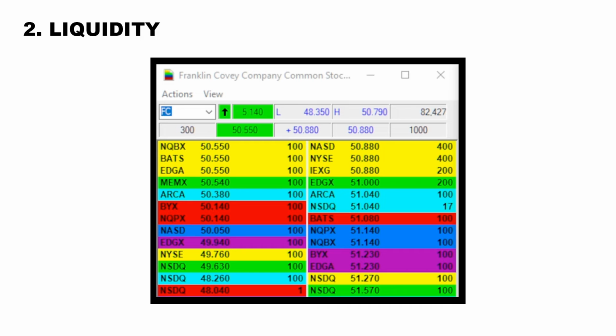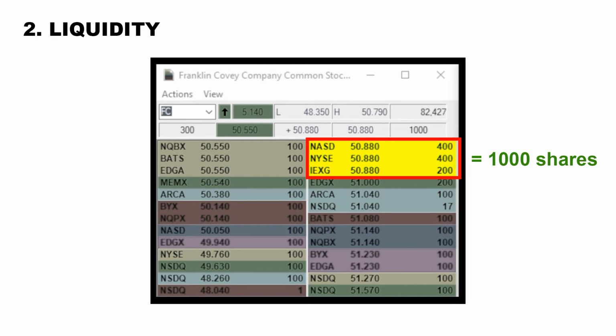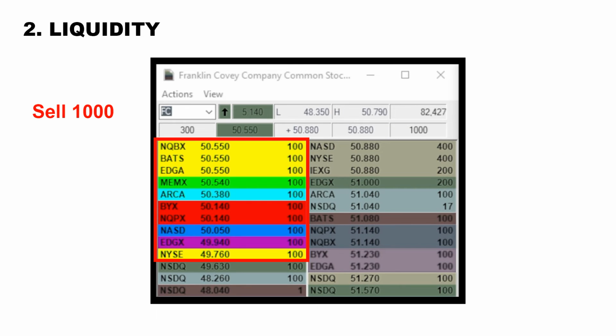So if we go back to the spready example, let's say we scoop up these 400 shares coming from NASD, 400 from NYSE, and 200 from IXG, giving us that 1,000 shares at $50.88. But now if we throw out a market order to sell it, we can see there's only a total of 300 at $50.55, meaning we're going to take even more slippage on the remaining 700 shares of the 1,000 we're trying to sell. So 100 would be filled at $50.54, 100 at $50.38, 200 at $50.14, 100 at $50.05, 100 at $49.94, and the last 100 at $49.76, bringing us to a total of not $330, but a $620 loss because of the stock being illiquid.